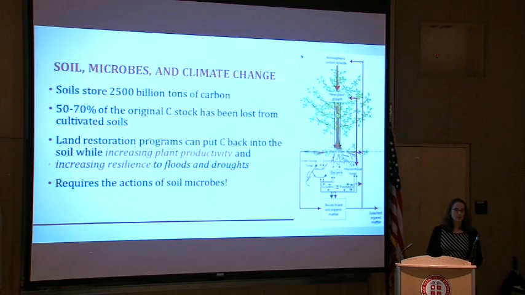Soils store 2 to 3 times more carbon than that contained in the atmosphere and all of the biomass in plants and animals combined. Unfortunately, about 70% of the original carbon stocks have been lost from cultivated soils. But the good news is that we now know better how to manage our soils, and through restorative practices and alternative agricultural management practices, we can actually put carbon back into the soil. At the same time, we can increase or at least maintain plant and animal productivity to feed the growing population.